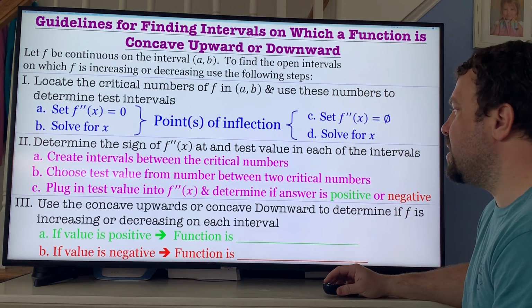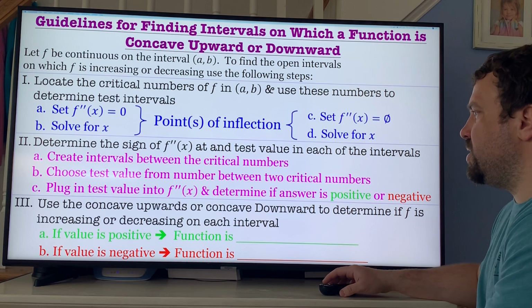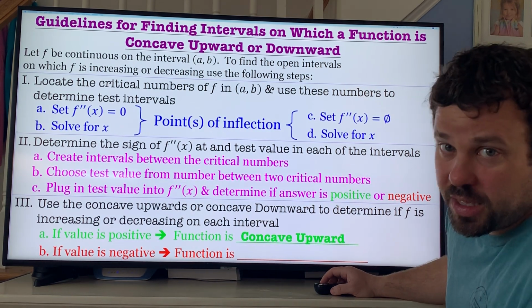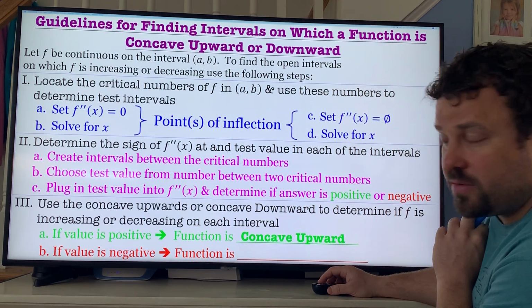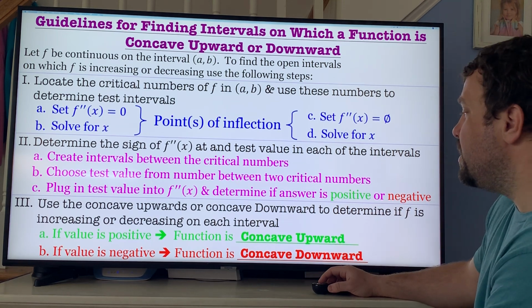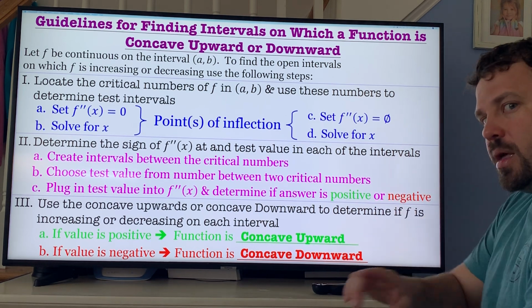Use the concave upwards or concave downwards to determine if f is increasing or decreasing at each interval. So if the value is positive, the function's concave upwards. If the answer of your test value, when you plug it into the second derivative, is negative, your answer is concave downward. All right, think of negative as down, positive as up. All right, got it? Now let's do some examples.